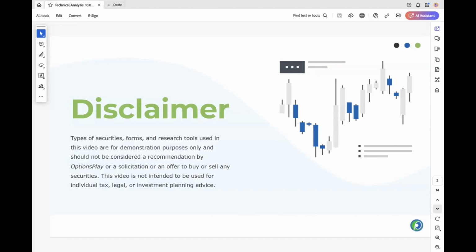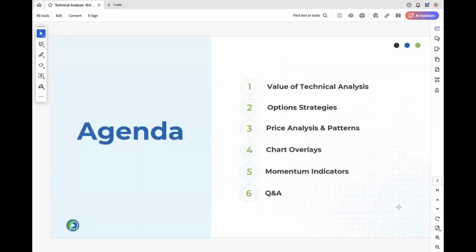So now that we've gotten through the disclaimer part, let's talk about what we're going to discuss today. So first and foremost is the value of technical analysis. What is it? Why would we use it? What is the purpose? What's the crux behind it?